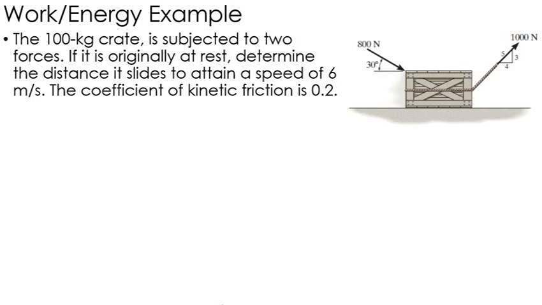In this problem, we're looking at a 100-kilogram crate that's subjected to two forces shown here. I want to figure out how much of a distance it has to slide before it reaches 6 meters per second. The coefficient of friction between the crate and the floor is 0.2.